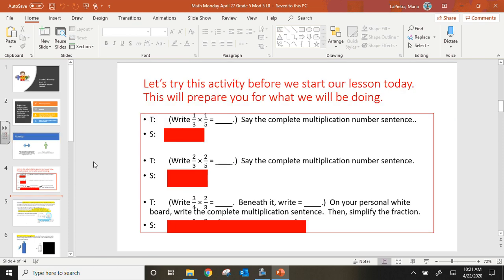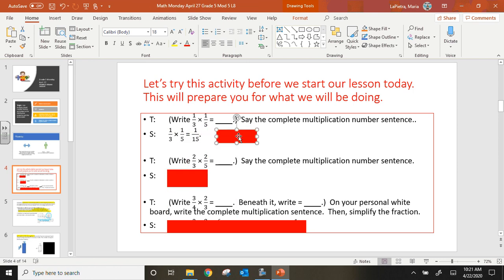So before we start our lesson today, let's try this activity. This will prepare you for what we're going to do. So a little review. We're talking about multiplying factors to get our product, and these are fractions that we're multiplying. So the first one is write 1/3 times 1/5. Say the complete multiplication sentence with me. So 1/3 times 1/5 equals, what did you get for an answer? 1/15. Remember, we're multiplying across, just like my corny video sang.